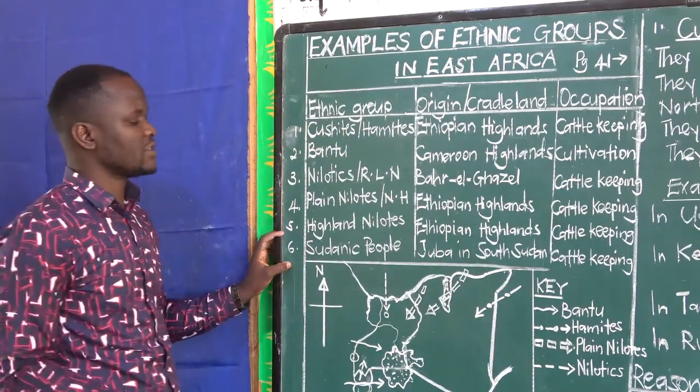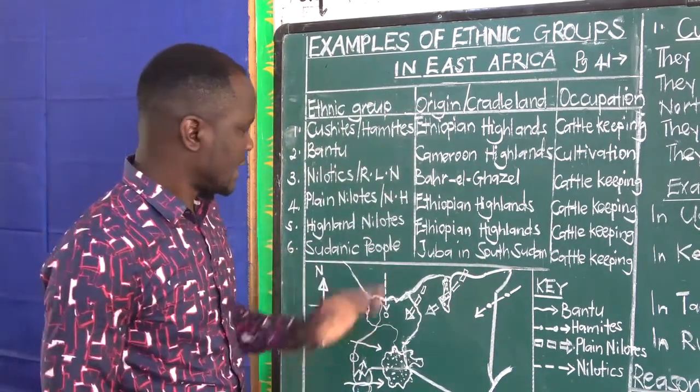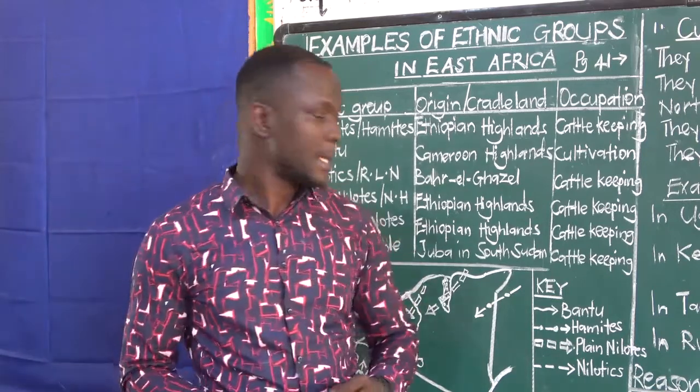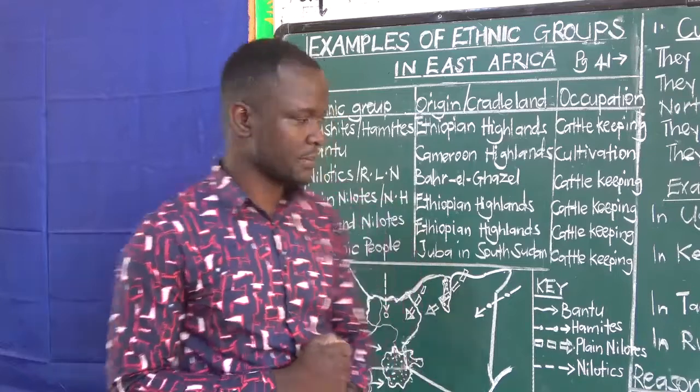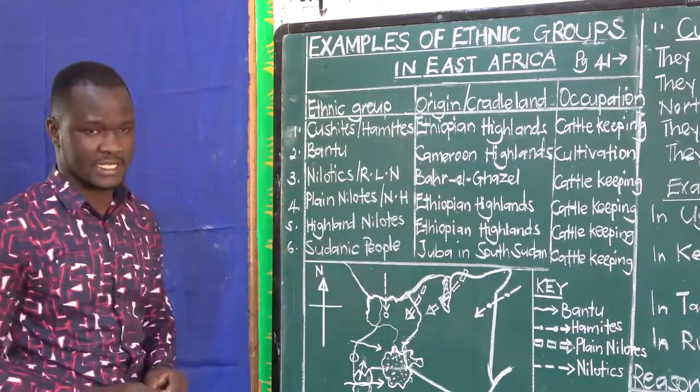And then we have the Sudani people that came from Juba, that is in South Sudan, and they were also cattle keepers. That is cattle keeping as an activity.